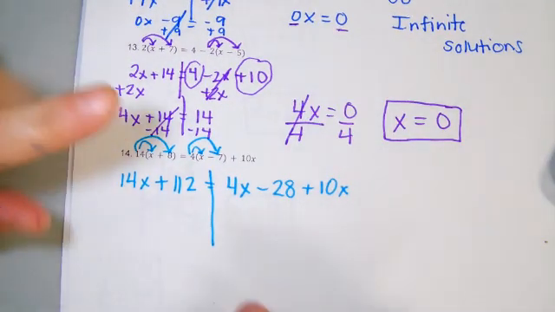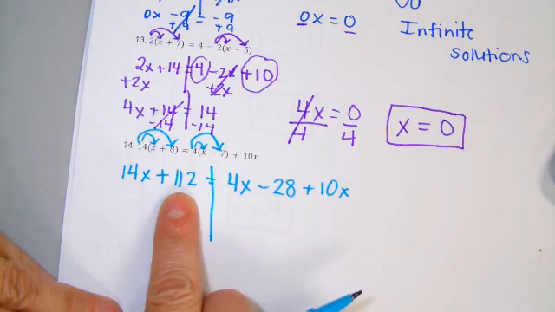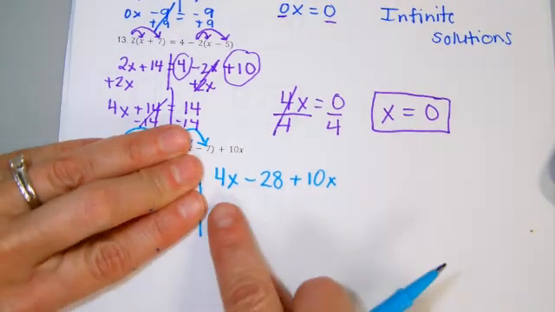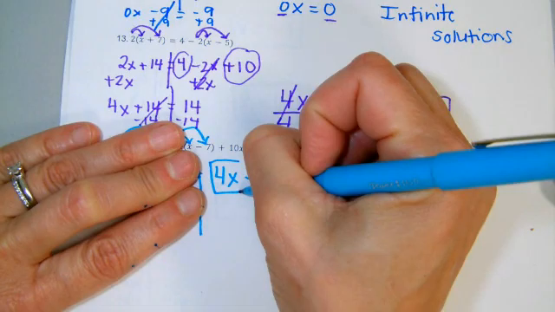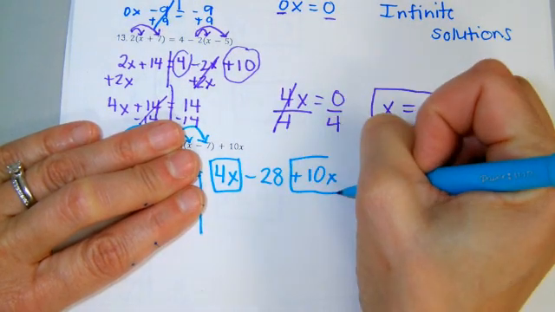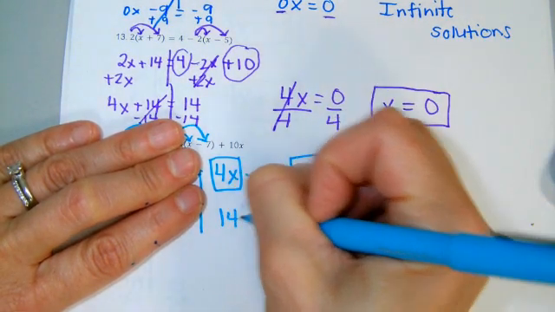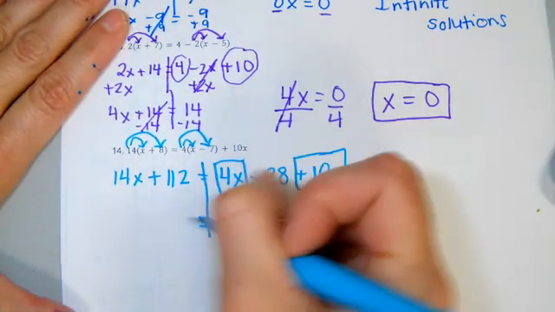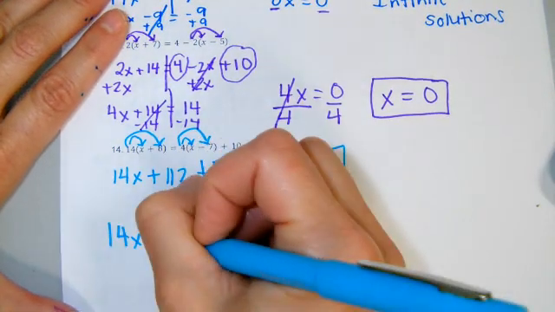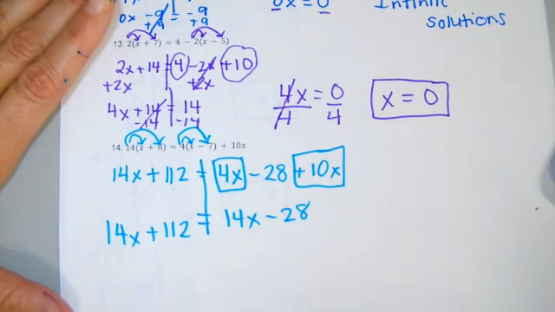So I'm going to start. There's only 1x on this side and a number. That's okay. Over here, though, there is a 4x and a 10x. Let's put that together. 4x plus 10x is actually 14x minus 28. Now, bring that down, equals 14x plus 112.